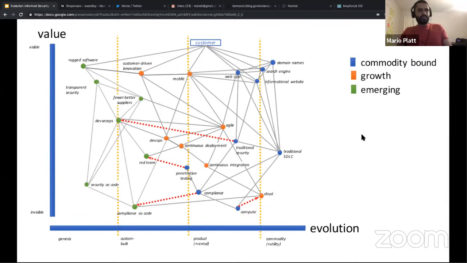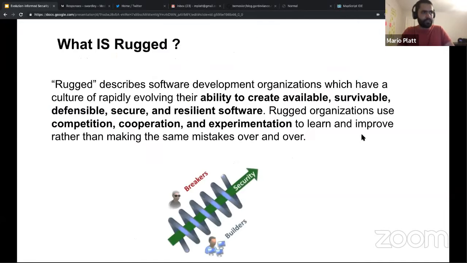So this is another map that talks about things that are commodity bound. So typically the traditional SDLCs, the compliance, etc. Some of the growth, some of the practices that are growing. So continuous deployment, DevOps, and cloud adoption. And then the things that are emerging. So security as code, compliance as code. This was done by Matthew Burton Spall. So he's an independent consultant working for the UK government. And I use this version of this map also later on.